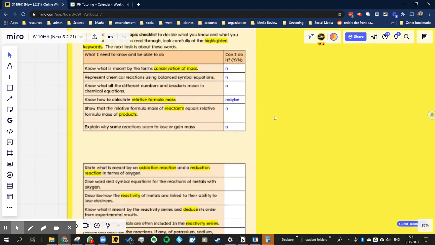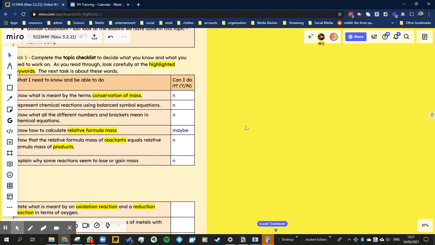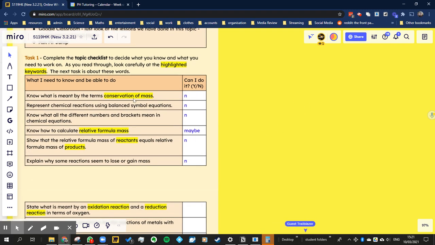So first of all, know what is meant by conservation of mass. What that means, so the highlighted ones are the keywords. So conservation of mass is like a key term. You can't really call it a keyword because it's 3 words, but it's a key term.